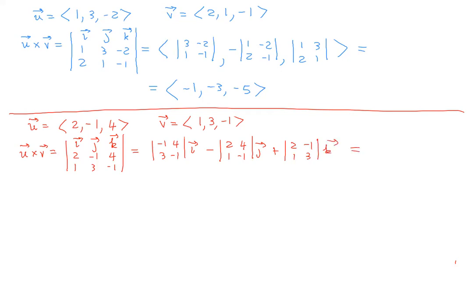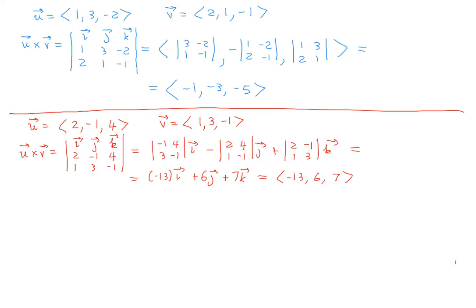And let's do this computation. So the first one will be 1 minus 12, that's negative 13 times i. The second one is negative 2 minus 4, that's negative 6. With the extra negative, that's plus 6j. And the last one is 6 plus 1, that's 7k. You can leave it like this, or as usual, you can write it as minus 13, 6, 7. And that's it. Okay.